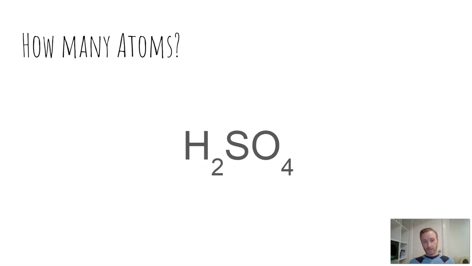So I would like you to pause the video and try and work out how many total atoms there are in this, which is sulfuric acid, and also how many atoms of each element there are. So we can see that there's 2 hydrogens. There are actually 3 elements, H, S, and O, 3 capital letters. So there's 2 hydrogens, there's 1 sulfur because there's 1 defaulted, and 4 oxygens.